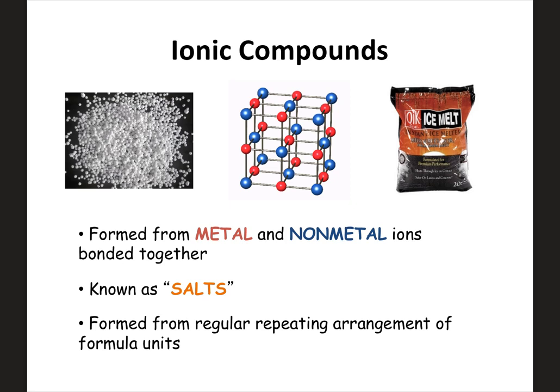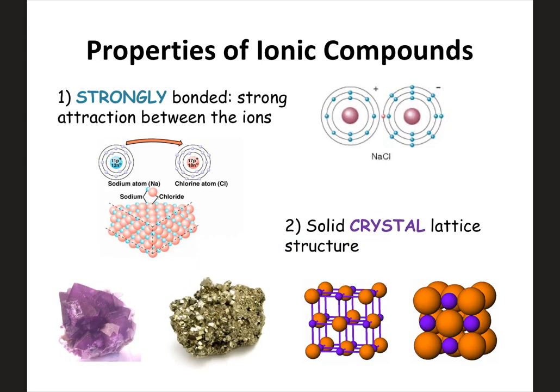So I'm just going to walk you through some basics here for ionic compounds and some of the properties. You're more than welcome to pause the video. I might go through this pretty fast, but we already know that ionic compounds are made of metals and nonmetals. All ionic compounds are known as salts. You're used to hearing table salt just referred to as salt, but all ionic compounds are salts. Basically what happens is you take those formula units and they just repeat over and over again, and they form these nice beautifully arranged structures. Ionic compounds are very organized, very arranged.